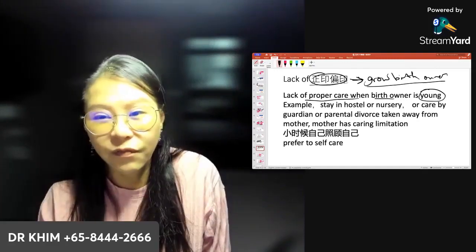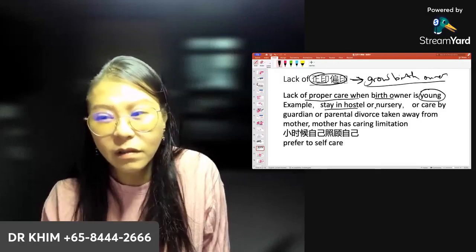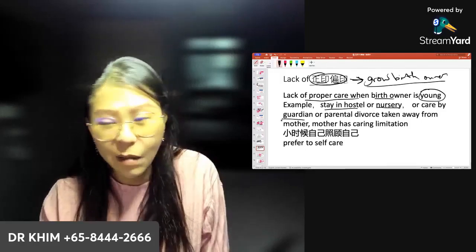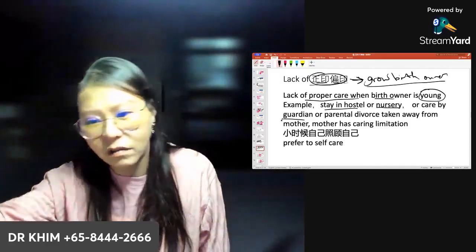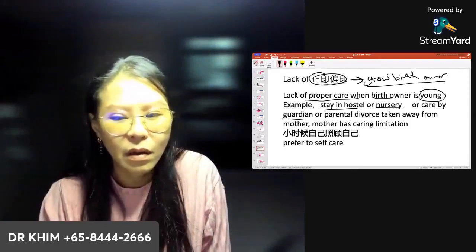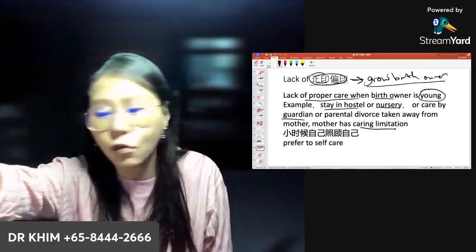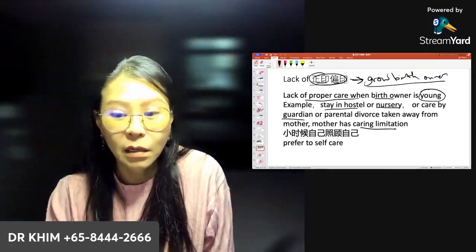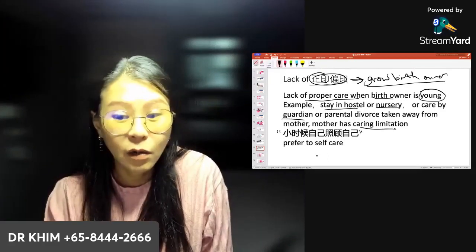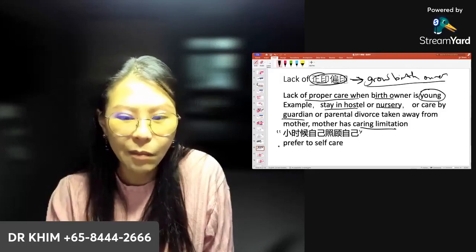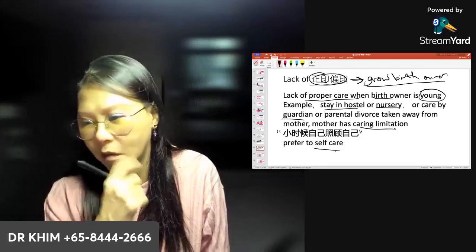So if lacking, right, staying in a hostel, staying in a nursery, cared for by a guardian, cared for by grandparents, cared for by an auntie, or parental divorce, taken away from the mother, or the mother has caring limitations due to sickness, due to this, due to that, right? What it means is, 小时候, when young, you have to take care of yourself, nobody takes care of you, right? Some have people taking care of them, but they prefer self-care.